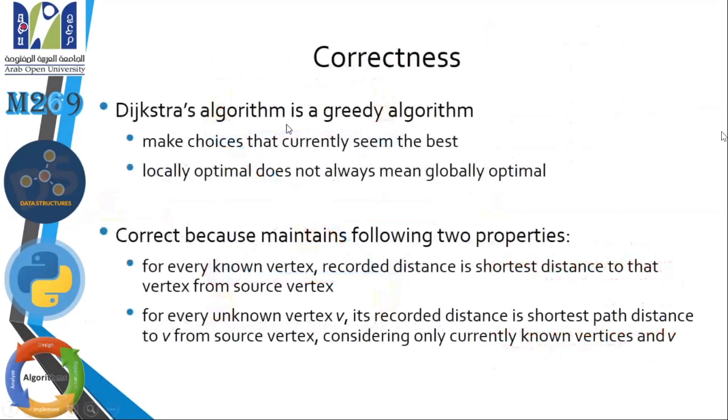So the Dijkstra algorithm is a greedy algorithm. It makes choices that currently seem the best. Locally optimal does not always mean globally optimal. So if you think that, it's very clear now, I can reach from a city to a city.